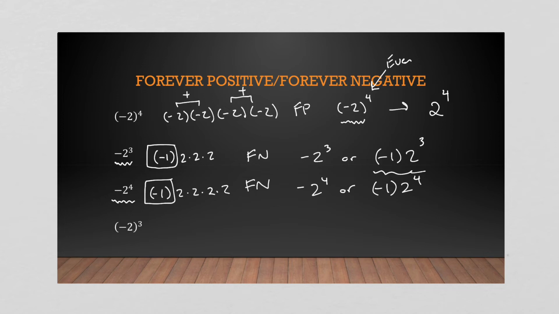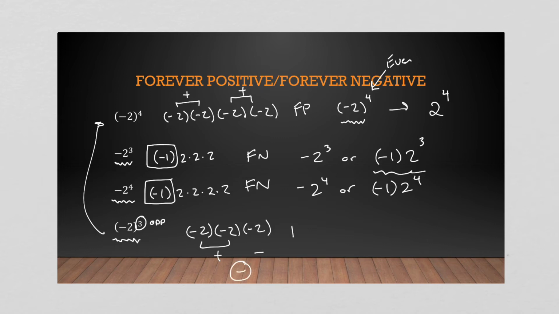It is forever negative. And then in this case, you'll see it's the same as the top one, except odd exponent. So that means we have -2 times -2 times -2. And in this case, you'd have a negative times a negative, which would give you a positive. But then you'd be multiplying by a negative, which is going to give you a negative result. So this is also forever negative.